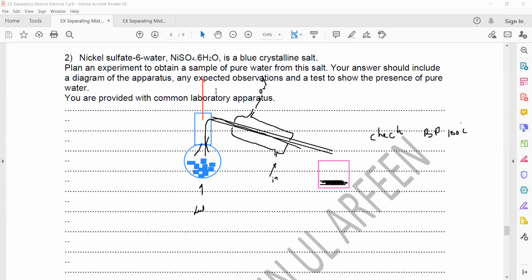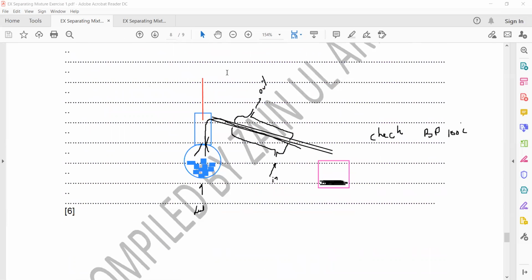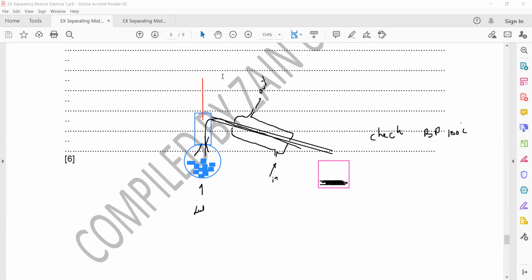This nickel sulfate.6H2O is blue in color. Whenever a compound loses its water of crystallization, the compound will show a color change. So the crystals of nickel sulfate will show a color change. Is it clear?